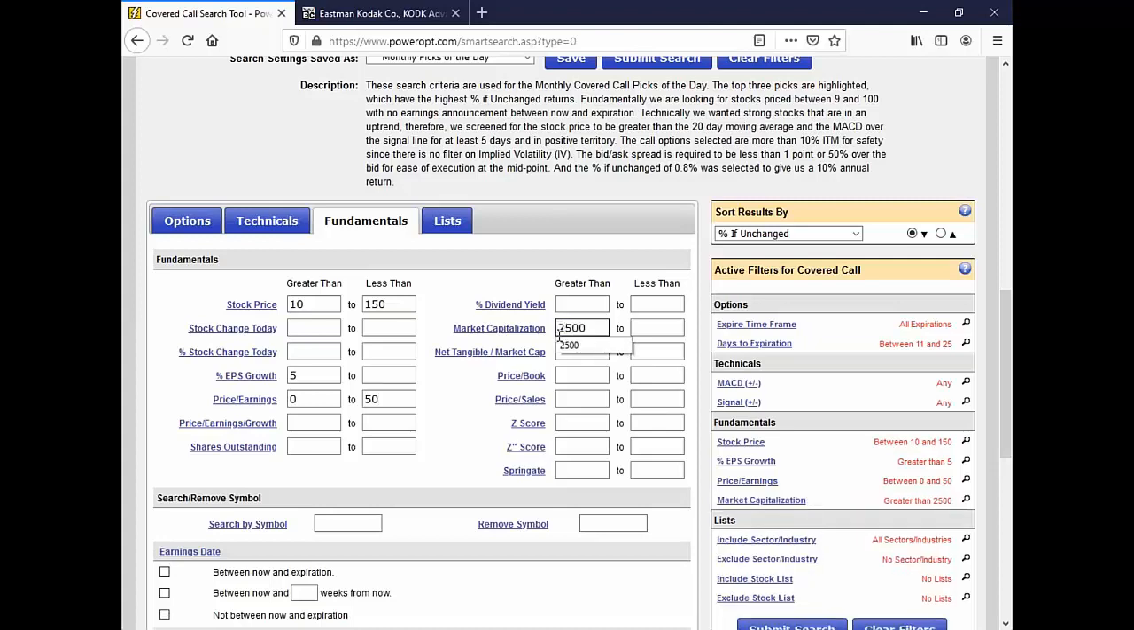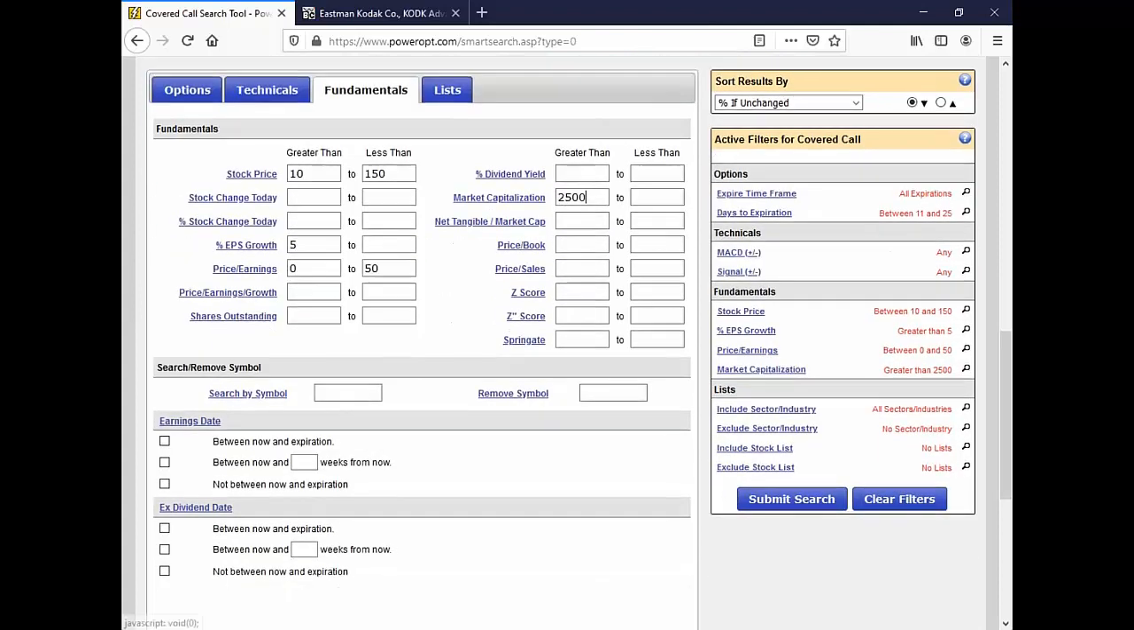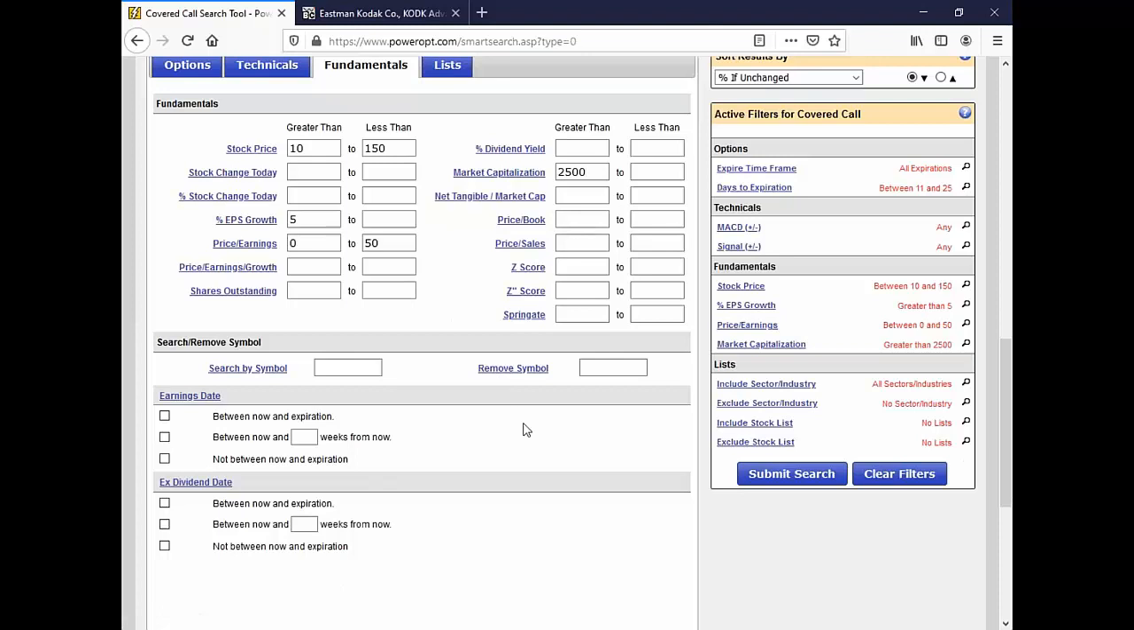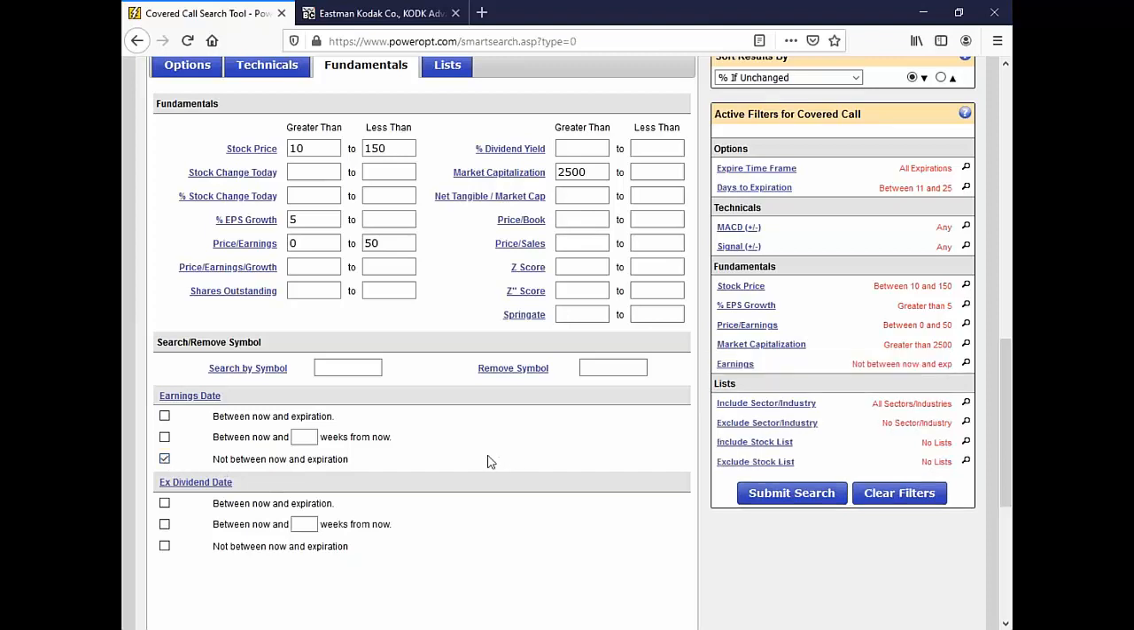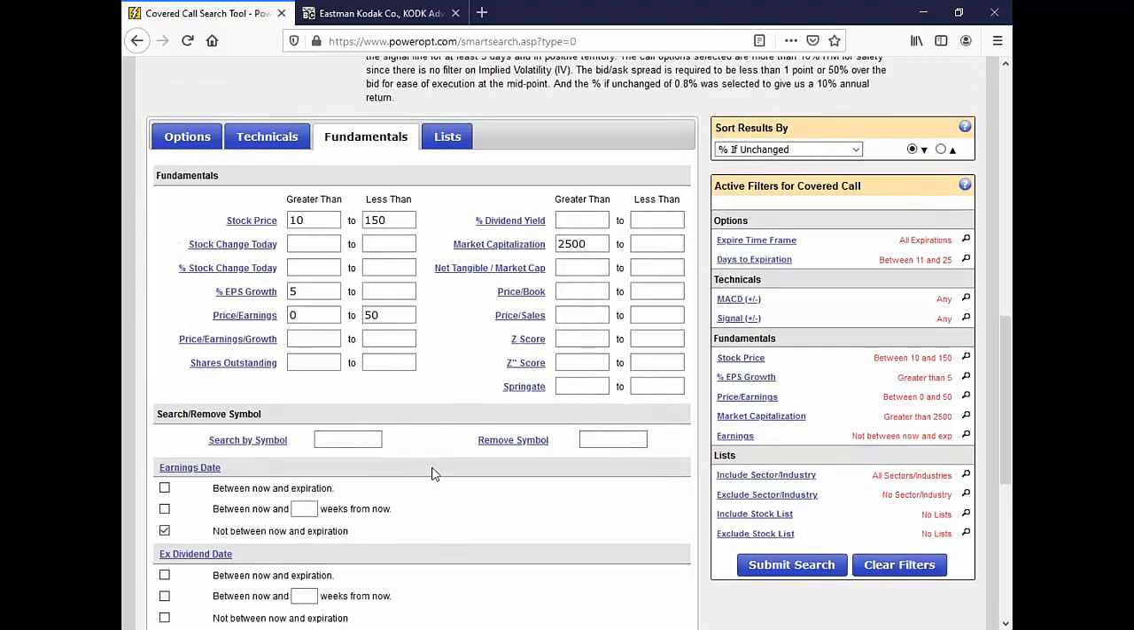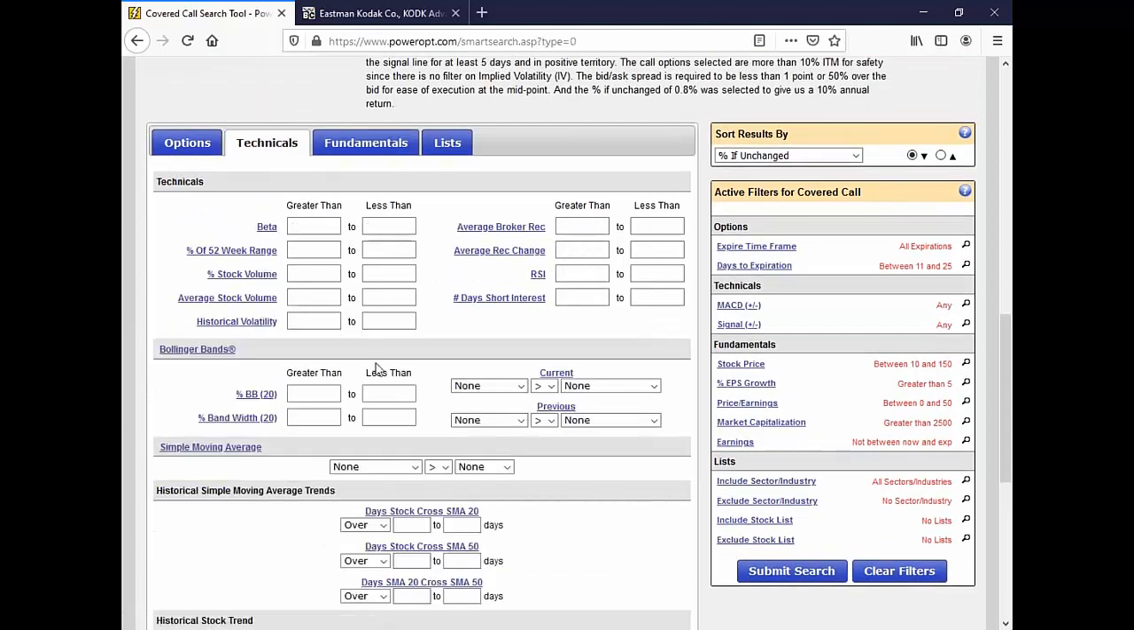So I'm going to look for greater than 2.5 billion and above. A covered call, naked put, bull put credit spread, calendar spread, collar. I'm going to avoid earnings between now and expiration. That's not really a true fundamental. That's just something I want to avoid. Okay, to the technicals: neutral to bullish.